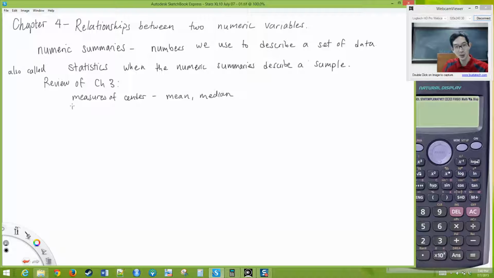Okay, and then what about measures of spread? Yeah, okay, standard deviation, IQR, and range. Okay, great. And so these are the things that we covered, and there are ways to calculate all of these things. And again, the important thing is that these are just numeric summaries. These are ways for us to describe a set of data. Okay.